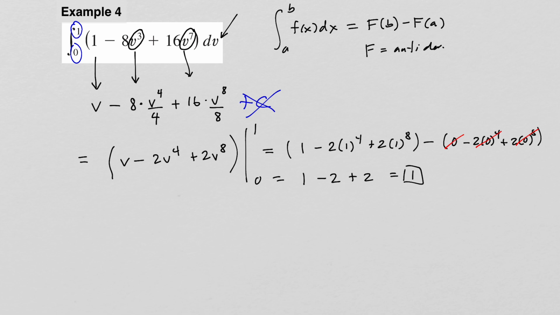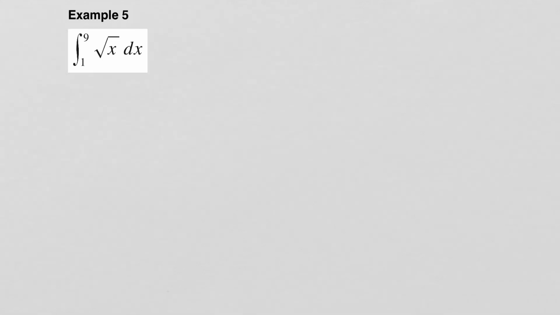All right, let's try another one. Here we have the integral from 1 to 9 of the square root of x dx. So when you see an integral, you need to think antiderivative. Even though technically a definite integral means the area under a curve, to find that, you're going to use the antiderivative.